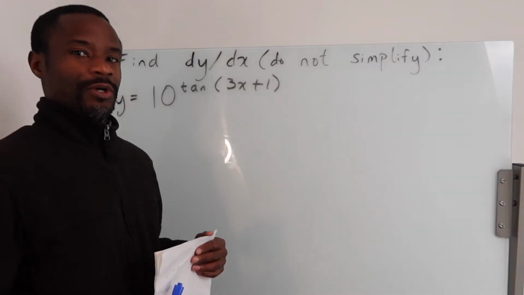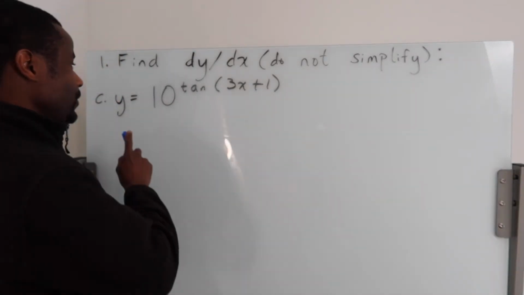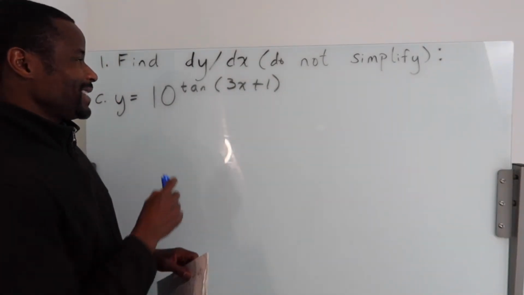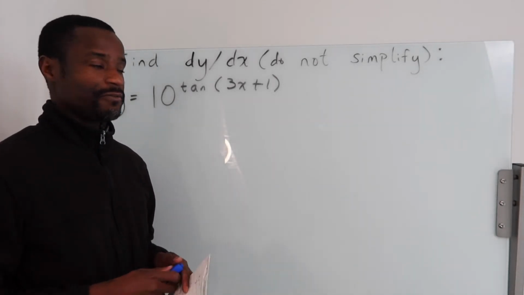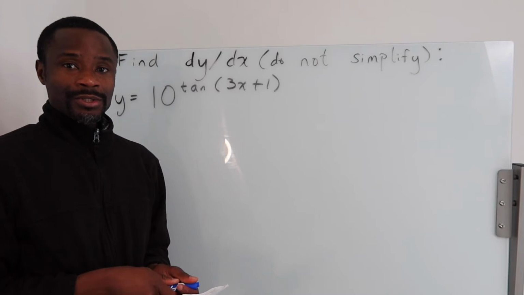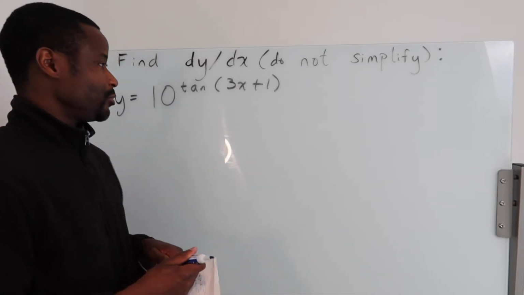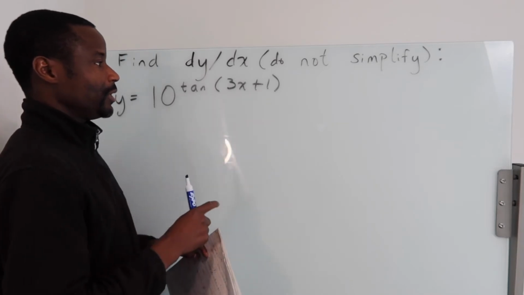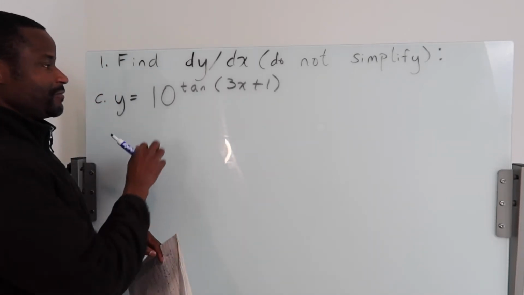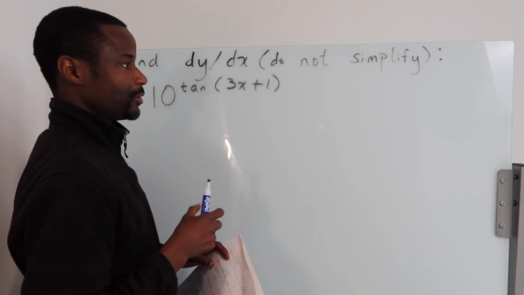Thanks a lot. For part C, we're asked the following. y equals 10 to the tangent of 3x plus 1, the whole quantity, find its derivative. Again, we look at the big picture and work our way in. What does the big picture say? Well, we have y equals some constant to some power. How do we deal with finding derivatives of a constant raised to a power?